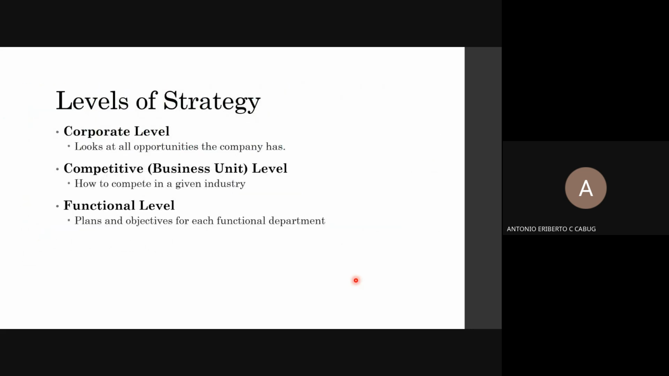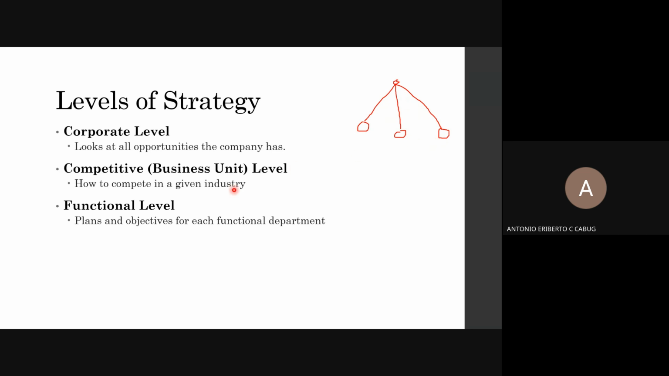Levels of strategy. So depending on what we mean by top level, it can be the top of the entire conglomerate, for example, right? We will be concerned about corporate level strategies, looking at all opportunities that the company, the conglomerate has. Then each large company has a competitive or business unit level. Focus on a single industry. One industry is focused only on banking, one is focused on airlines, one is focused on real estate.